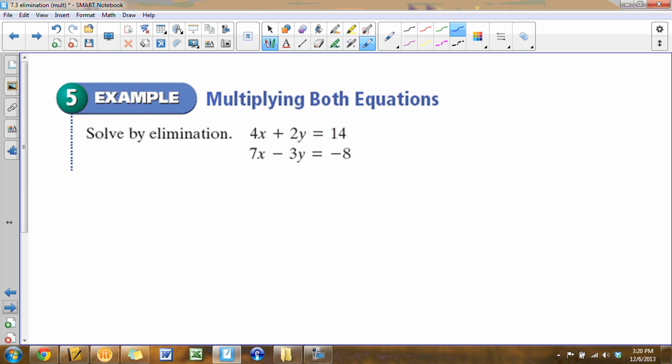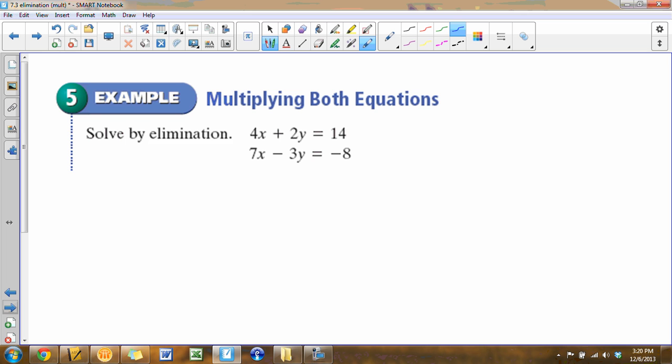All right, let's look at what happens when I can't easily multiply one equation. So in this case, I have a 4 and a 7. I can't multiply 4 by anything to get a 7, and I can't multiply a 7 by anything to get a 4. And then a 2 and a 3. And the same thing there. I can't multiply anything by 2 to get a 3 and anything by a 3 to get a 2. So I'm going to end up having to multiply both equations by something.